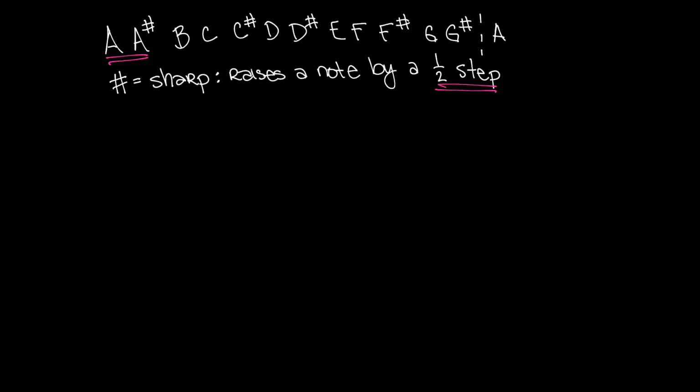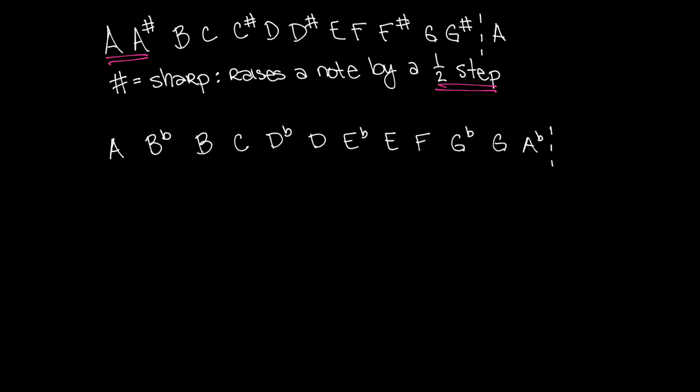So now what I'd like to do today is take a look at the chromatic scale as it relates to flats. And so we're going to write this out here. A, B flat, B, C, D flat, D, E flat, E, F, G flat, G, A flat, and once again we're going to start this right back over at A. So this is the chromatic scale in flats, and so now we have to do some other definitions.